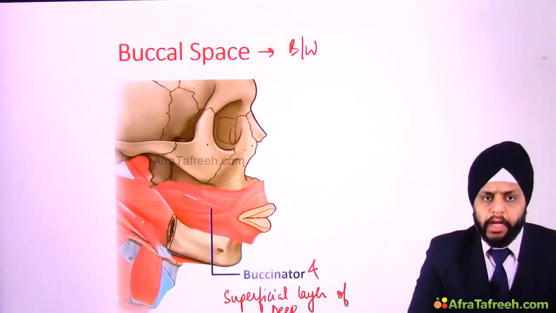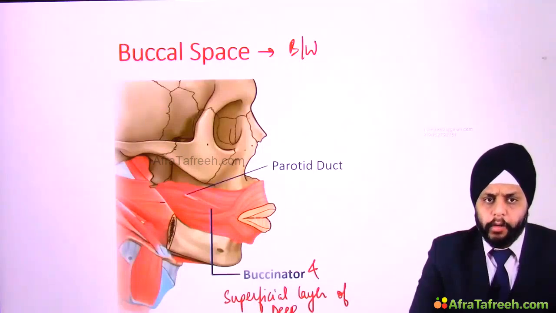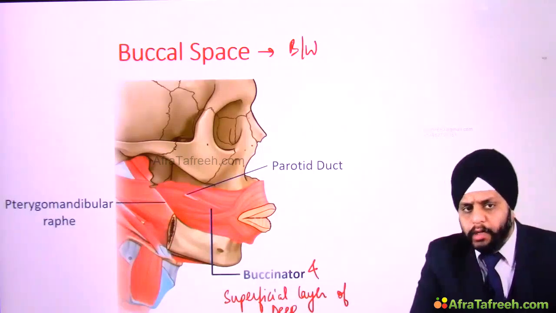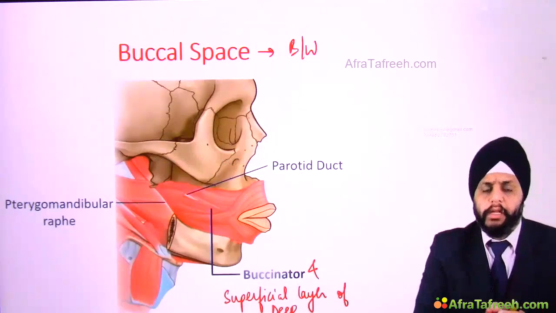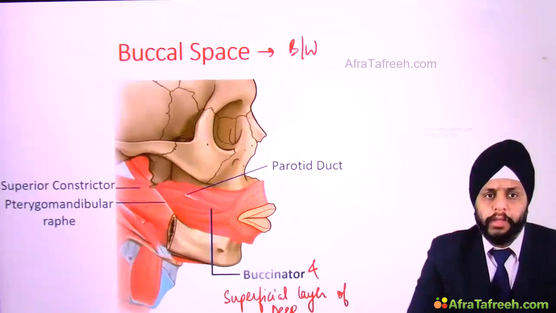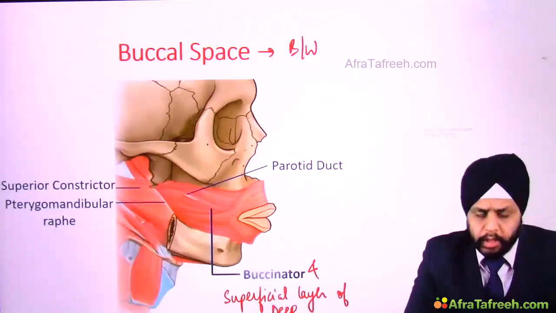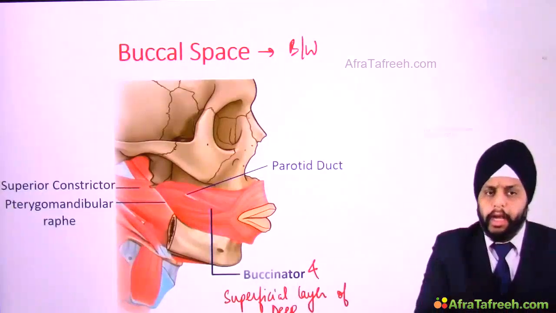Now look in this diagram, what else can you see? You can see the parotid duct, you can see the pterygomandibular raphe. Remember, behind the pterygomandibular raphe, from here originates your superior constrictor muscle. That is to orient you to this anatomy.